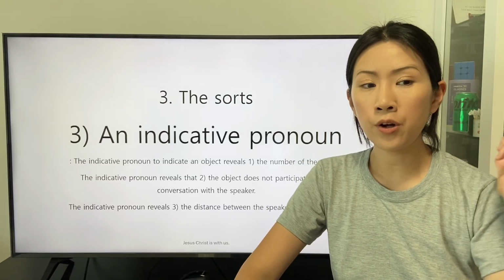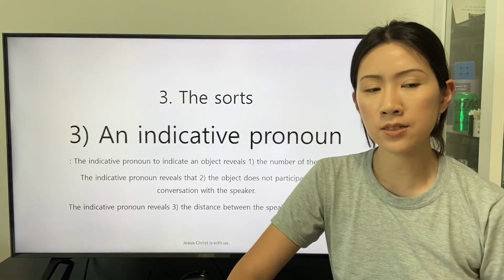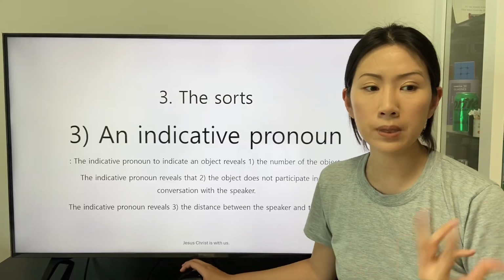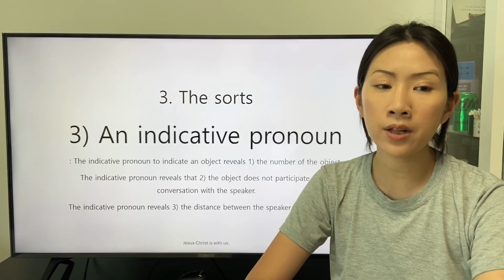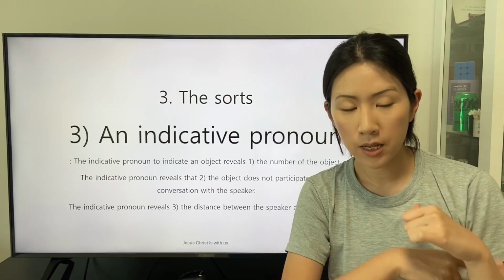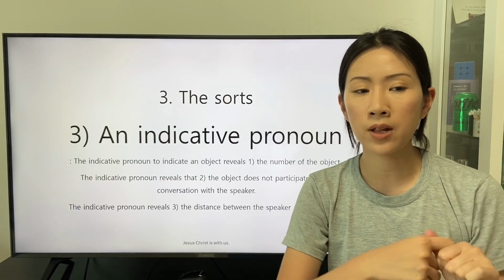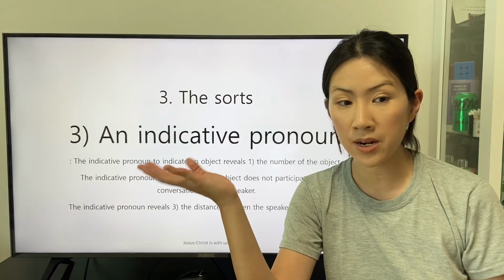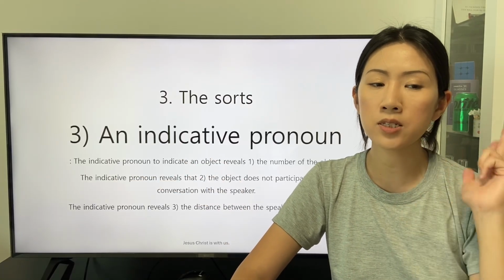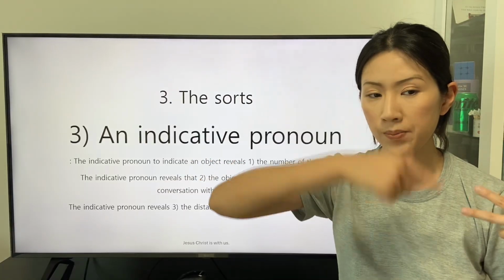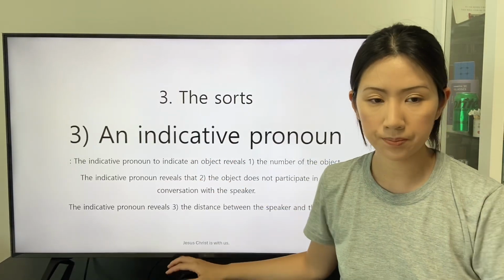The third sort of the pronoun is an indicative pronoun. The indicative pronoun to indicate an object reveals the number of the object. The indicative pronoun reveals that the object does not participate in the conversation with the speaker. The indicative pronoun reveals the distance between the speaker and the object.